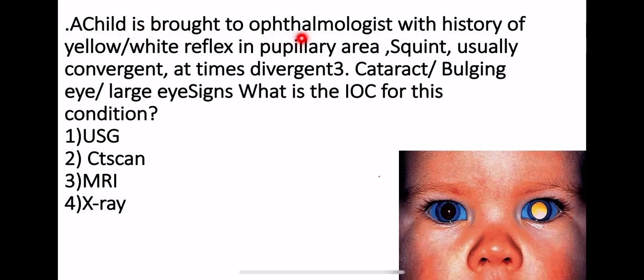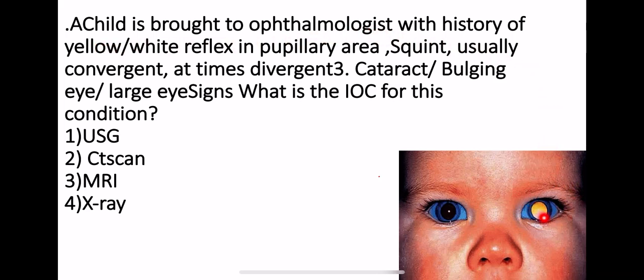A child is brought to an ophthalmologist with a white yellow pupillary reflex. Other symptoms include cataract, bulging eye, and convergent squint. What is the investigation of choice? Now, as we know, in retinoblastoma, the clinical feature is leukocoria. What is leukocoria? It is just the white or yellowish pupillary reflex on examination.